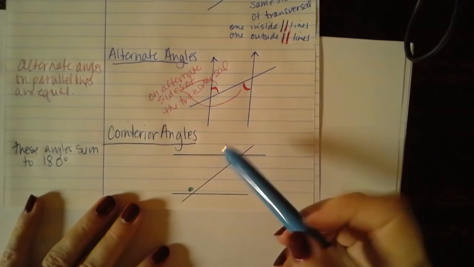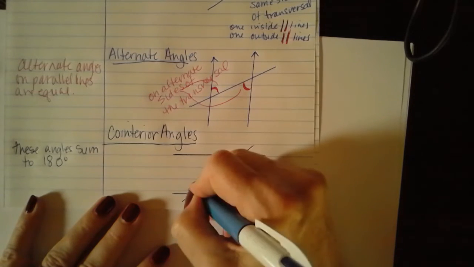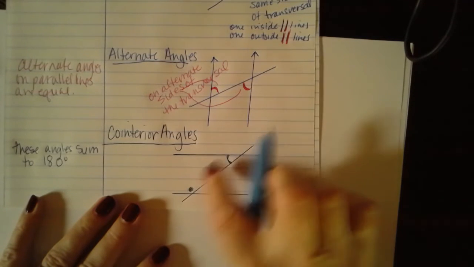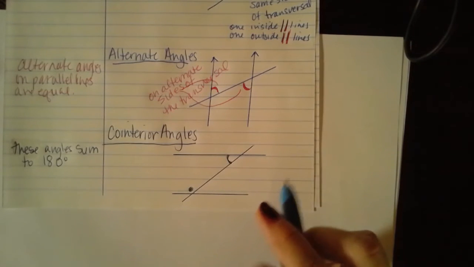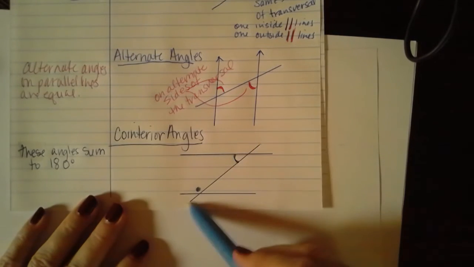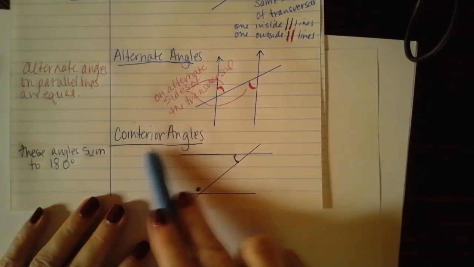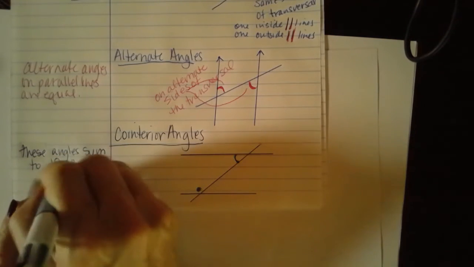Co-interior angles are our last set. These angles add to 180. You'll notice that I've marked the angles with two different symbols because they're not equal to each other. They sum to 180. They are co-interior because co means same, so they're on the same side of the transversal, and they're interior. They're between the two parallel lines. Note, they sum to 180.